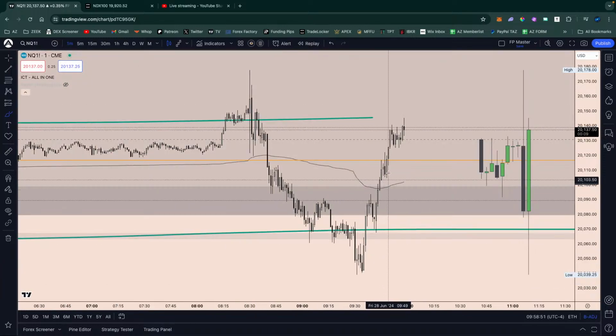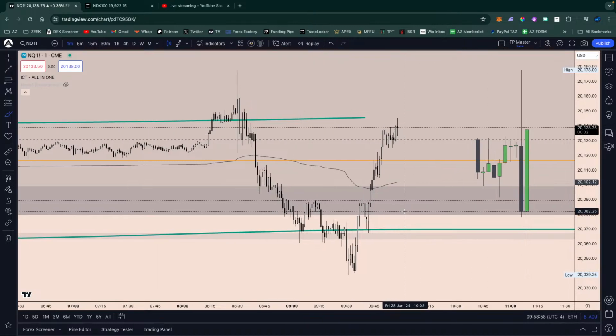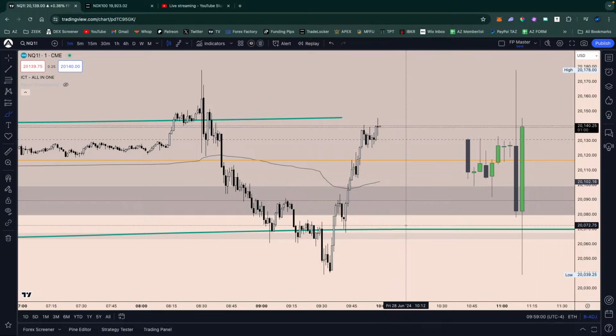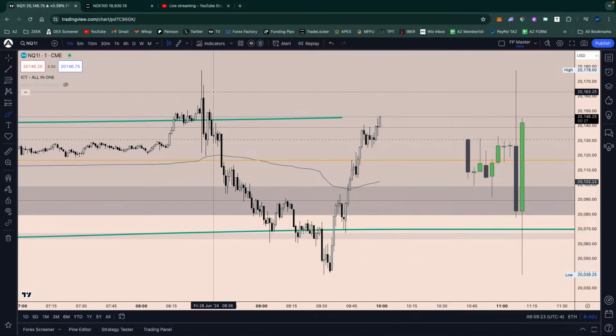We take the low, we have our market structure shift at the low of day. This isn't a unicorn setup, in my opinion at least. Doesn't really matter what you name it, if it's unicorn setup or the 2020 setup or the 2030 setup, who cares? As long as you know the rules, doesn't matter which name you give it. But for me, that's not a unicorn setup.